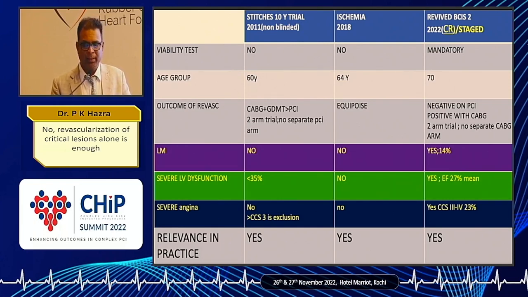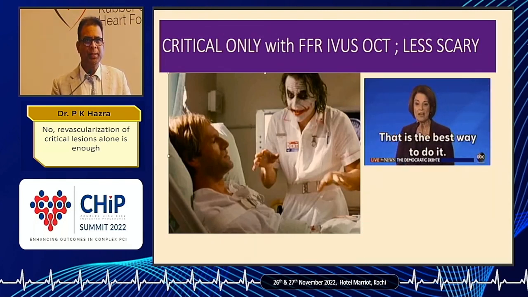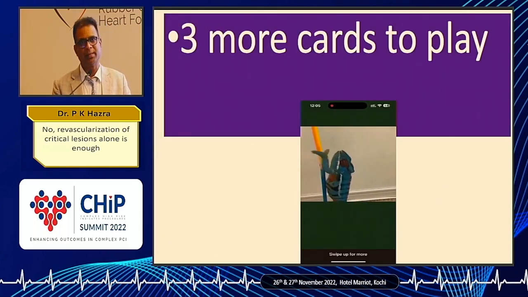Viability test was done in REVIVE, BCIS. Left main 14%, severe LV dysfunction 27%, severe angina 23%, relevance particularly yes. So someone will scare you that he may die on the table if you go for a complete revascularization. But my patient, if I do culprit only, that will be less scary to the patient. So this is the best way of doing things.